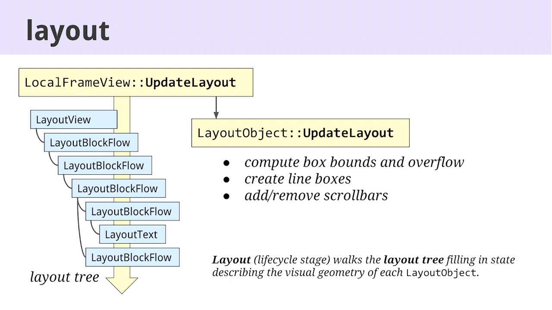So the layout stage walks the layout tree. There's actually another stage after style recalc, which is constructing the layout tree. But when the layout tree is first constructed, none of the geometry data is filled in yet. So this update layout method walks the layout tree and fills in all the geometry data, processing side effects of the geometry, like calculating the overflow, finding line breaks, and setting up scroll containers.